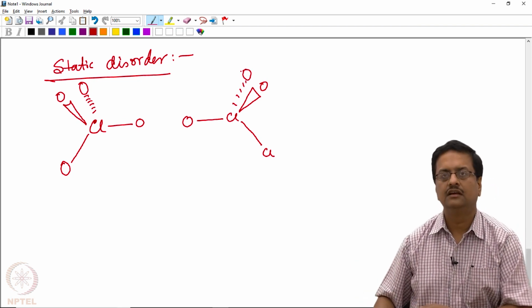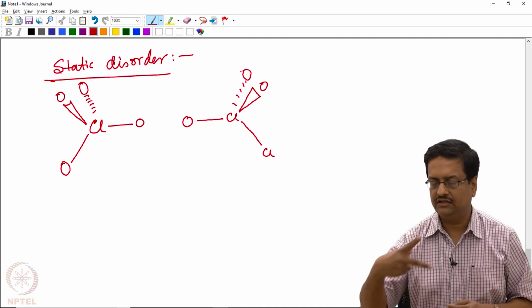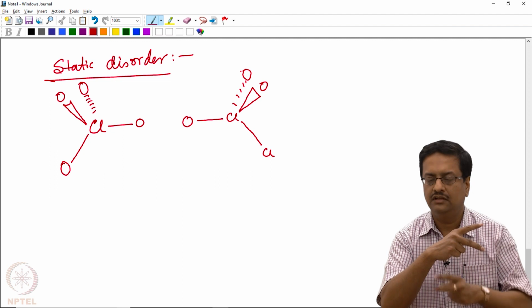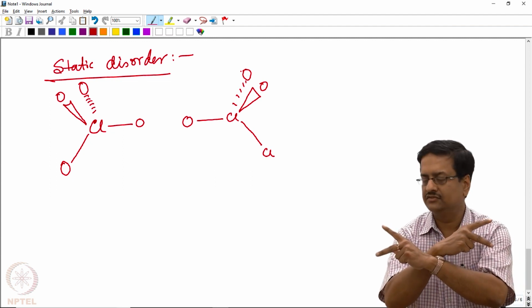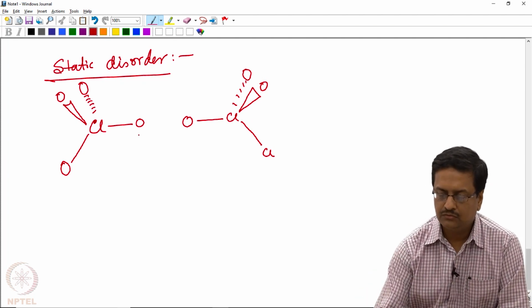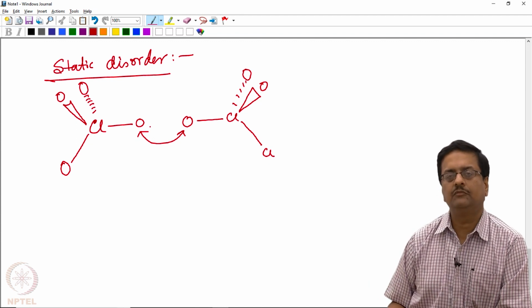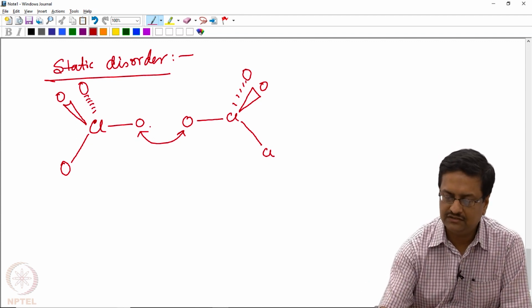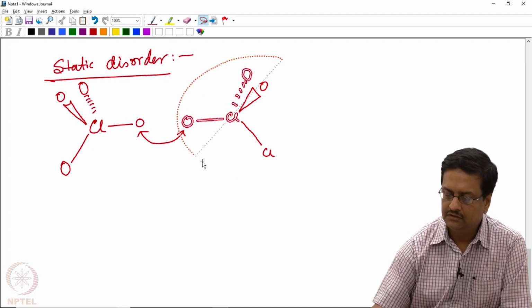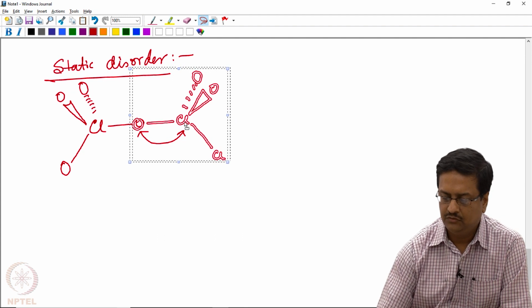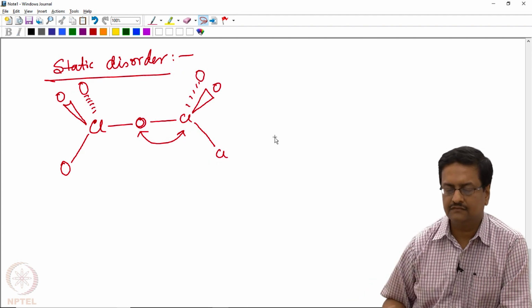Which means at some place the perchlorate is oriented like that, 3 oxygens pointing towards left, and in another side 3 oxygens orient like this, but the 2 oxygens which are here, they are at the same crystallographic location. So, as a result, what will happen is that this group will actually be looking like that.